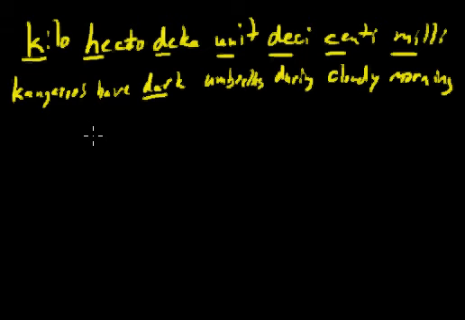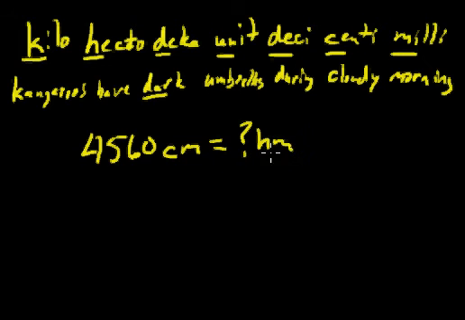So let's say that we have 4,560 centimeters, and we want to know how many hectometers that is. Well, we can do the dimensional analysis problem by converting the centimeters to the unit, meter, and then from meters to hectometers. Or we can remember that each one of these prefixes is actually a factor of 10 away from the other unit.